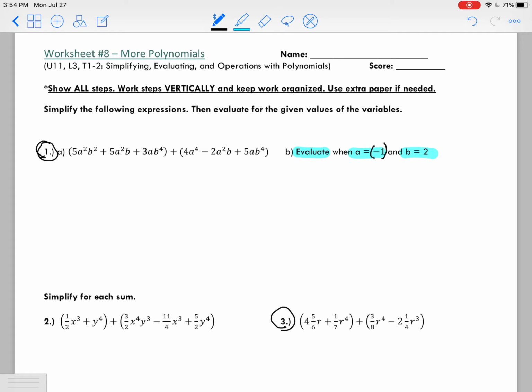make sure that you put a parenthesis around that. In case we have an exponent on there, we want to make sure that we notice that the negative 1 is included in that base.